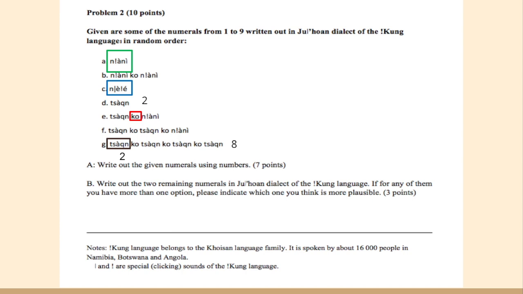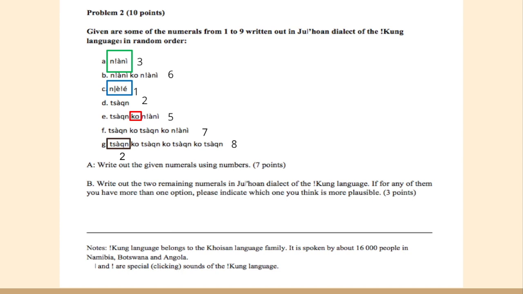Therefore, we get that C equals 1, A equals 3, B equals 3 plus 3, which is 6, E equals 2 plus 3, which is 5, F equals 2 plus 2 plus 3, which is 7, D, as we said before, equals 2, and G equals 8. And none of the numbers repeat themselves, so we know that that is the correct answer for A.